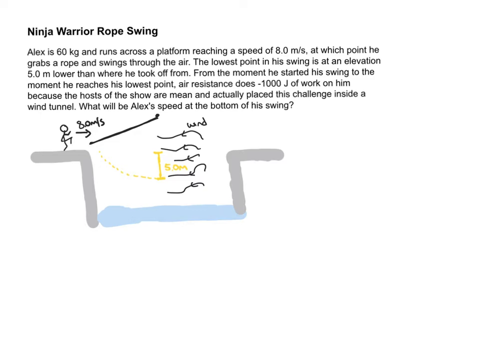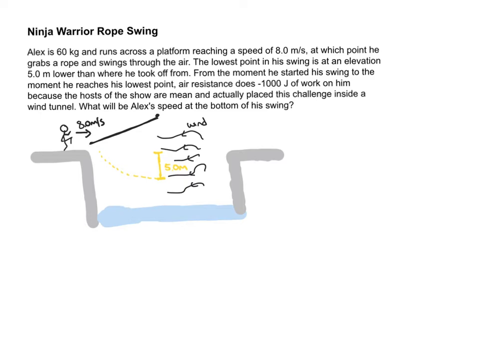They put this in a wind tunnel, so there's wind resisting him as well. The question is, what will Alex's speed be at the bottom of the swing? And the bottom of the swing is 5 meters lower than where you took off from. So I kind of try to draw that in yellow there.